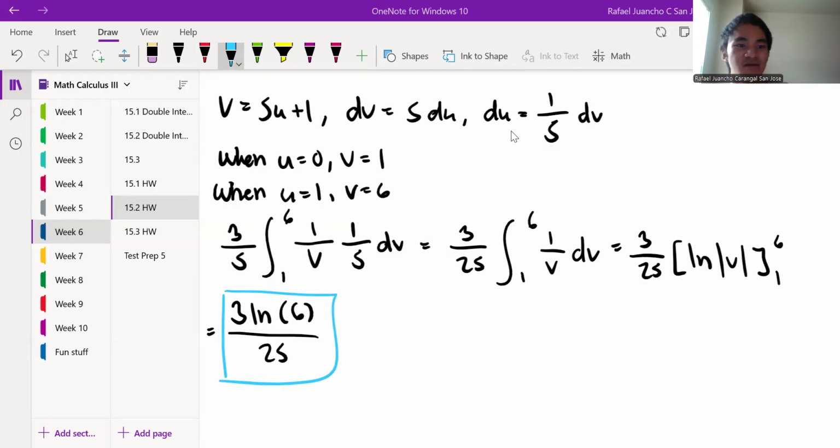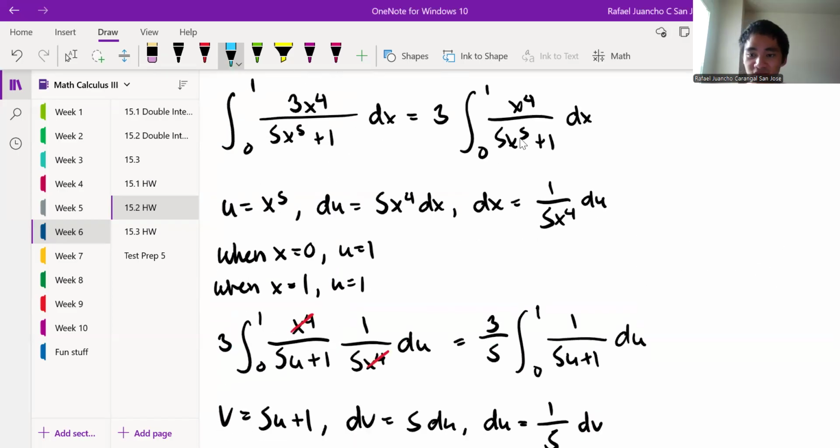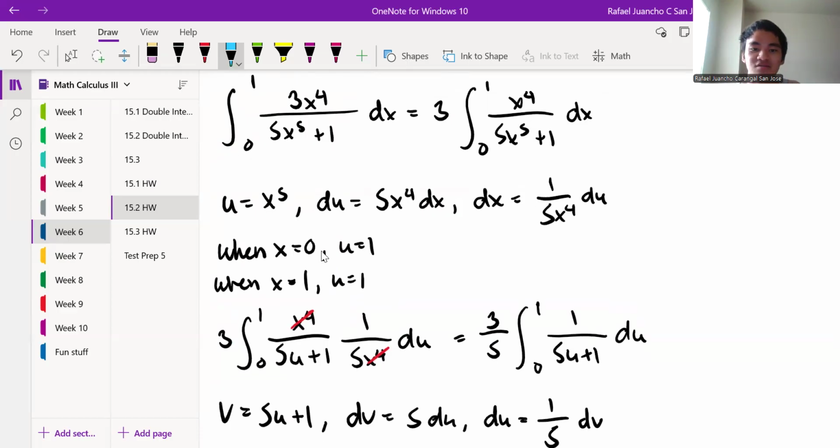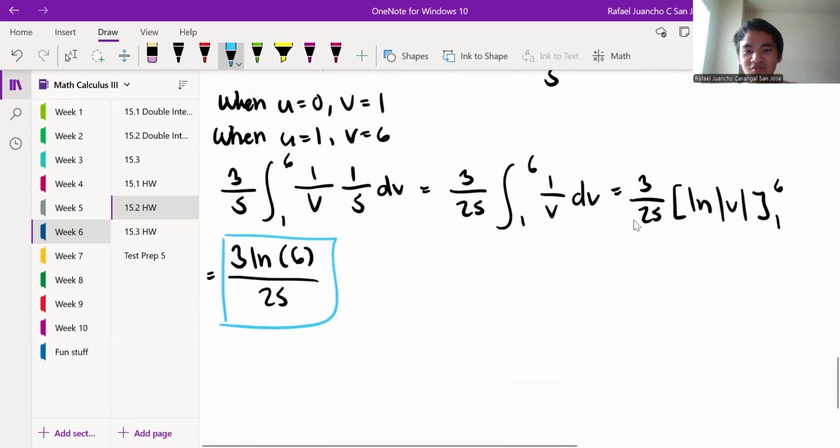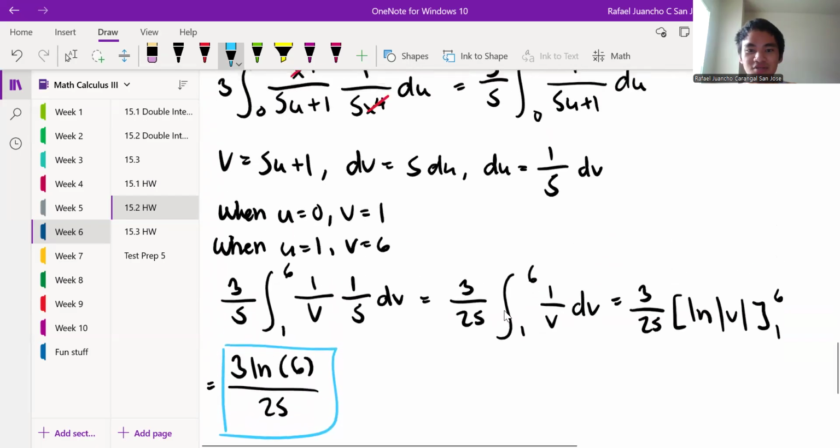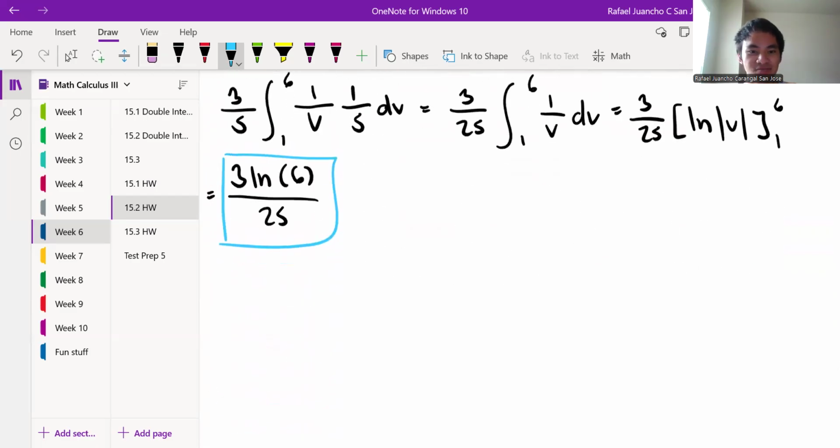AI did a different way. He immediately used a u sub on the 5x fifth here, because apparently you can, and you get immediately the 25 outside. Here I was just trying to make sure, so this was a slower process, but the idea is the same. So 3 ln 6 over 25.